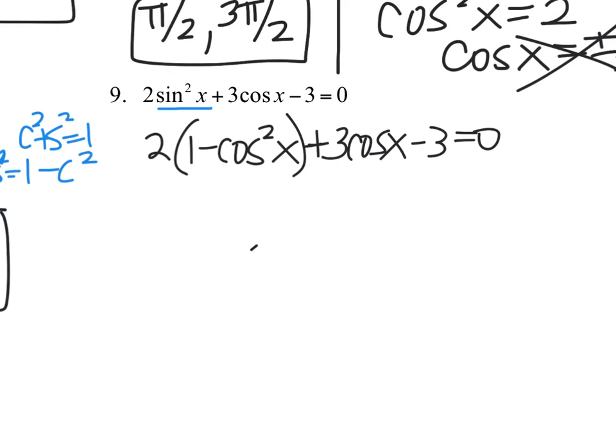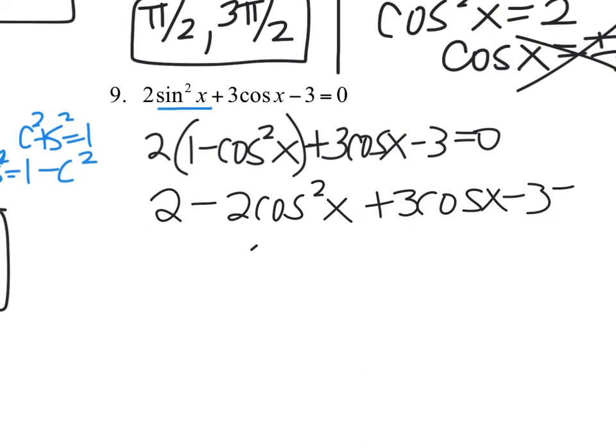Go ahead and factor or distribute that 2 in. 2 minus 2 cosine squared x plus 3 cosine x minus 3 equals 0.